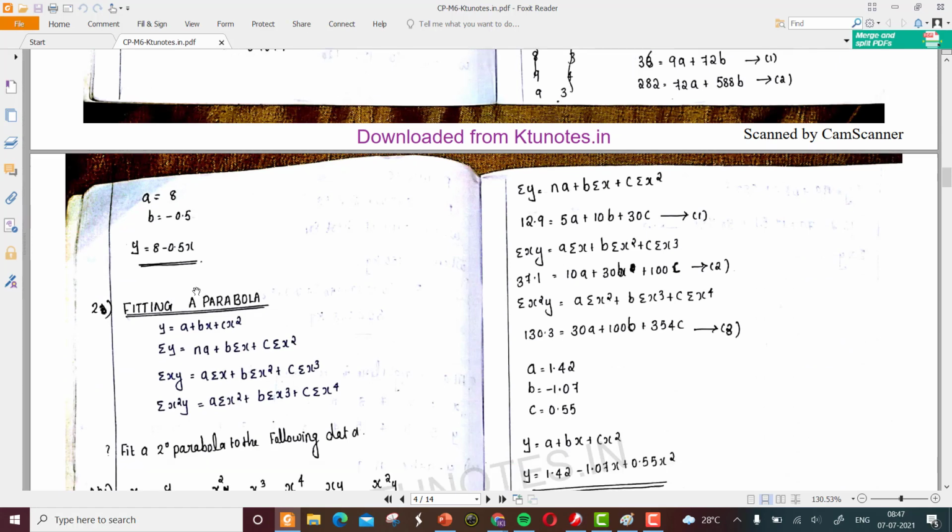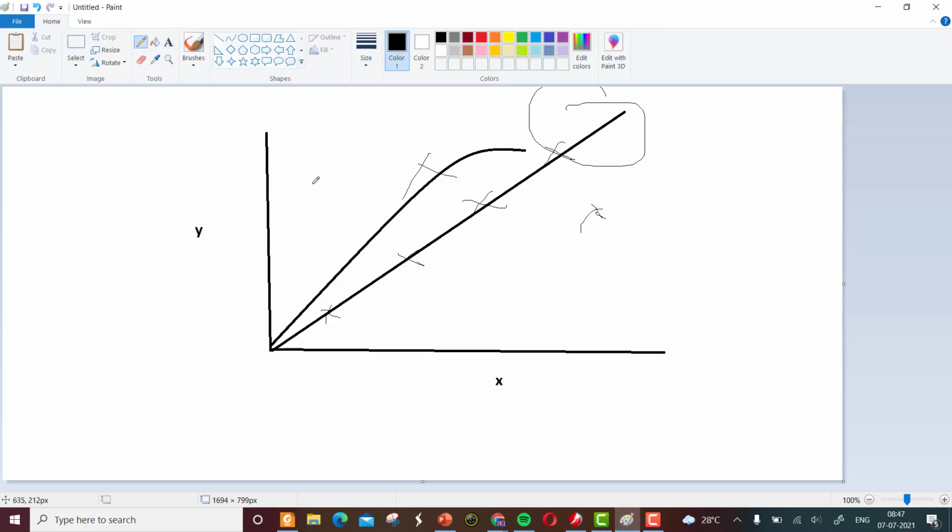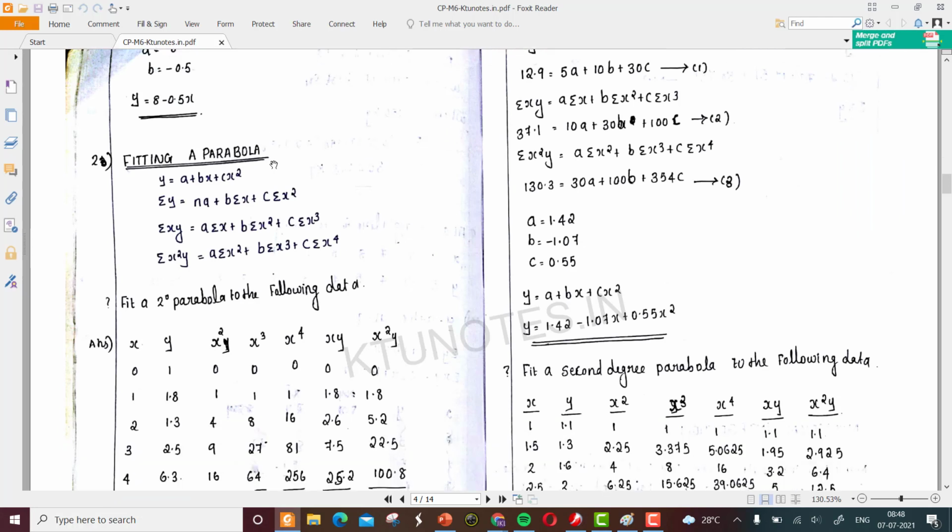Is that clear to you? Next one is fitting a parabola. I have clearly told that in some cases, if all the values vary linearly, a straight line would be ideal. Suppose the values are deviating from the straight line, then maybe a parabola is more suitable for defining the equation. So in that case, next one is the parabola.